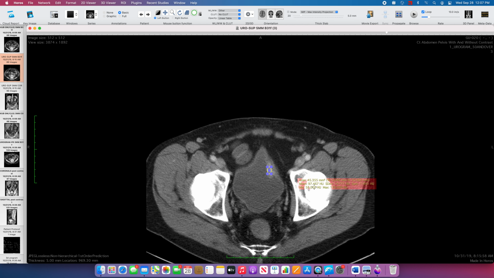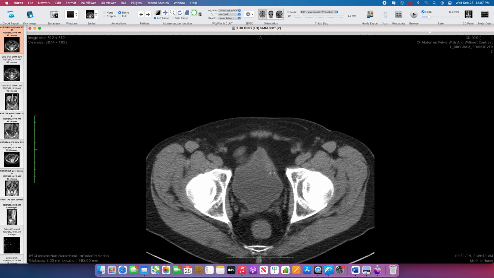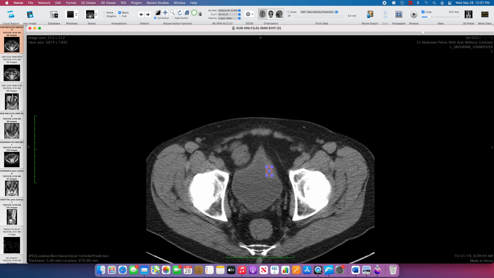Here, mean density 97, and comparing that to the pre-contrast, where it's sort of subtle but the mass is there. Pre-contrast density 37. So this is definite enhancement. It's definitely an enhancing tumor there.